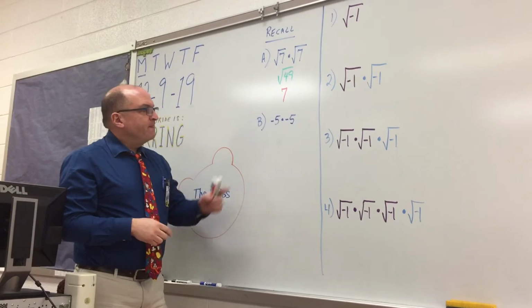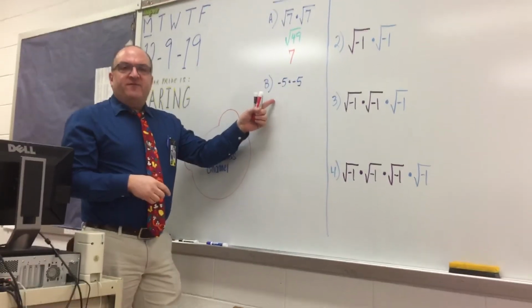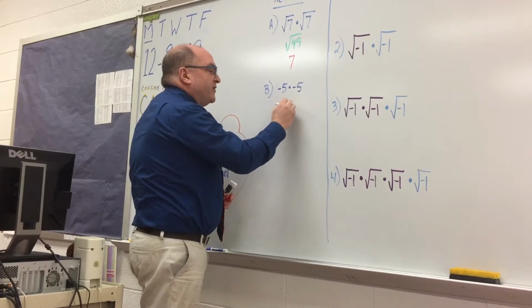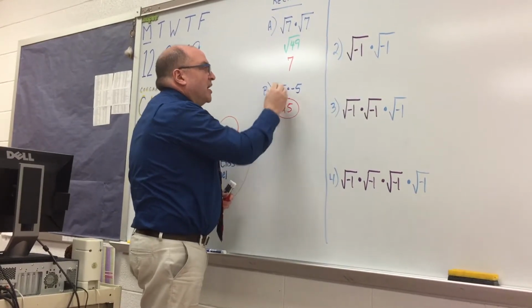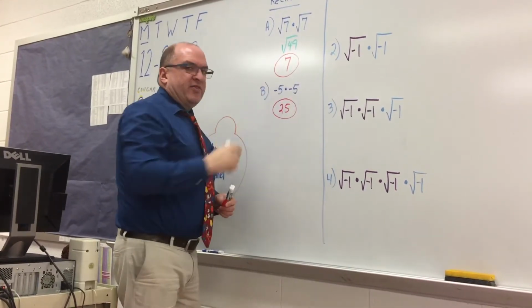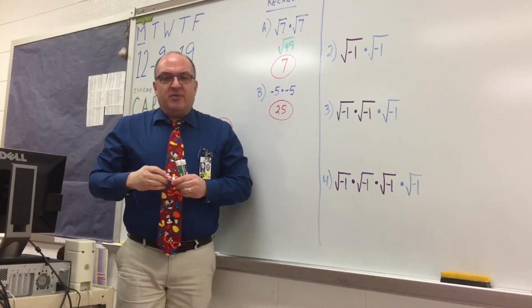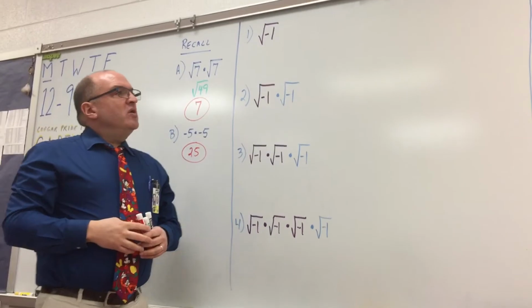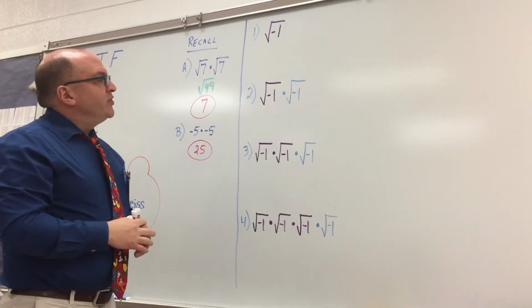Square root of negative 5 times square root of negative 5 is positive 25, right? Well, hold on to that thought too. I'm going to talk about that in a minute. Okay? So, now, let me ask you a question.